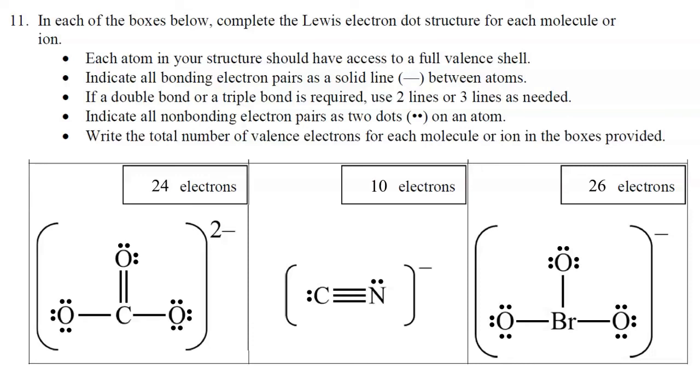So I don't have to make a double bond. I still have 2 more electrons, and I can put them directly on the bromine. So I've used up exactly 26 electrons. Each atom has access to a full valence shell, an octet, so that structure is complete.